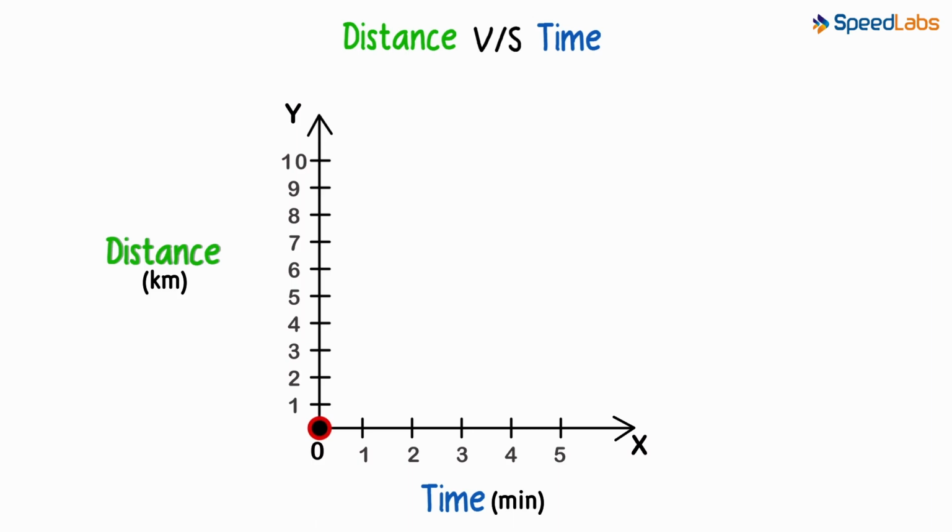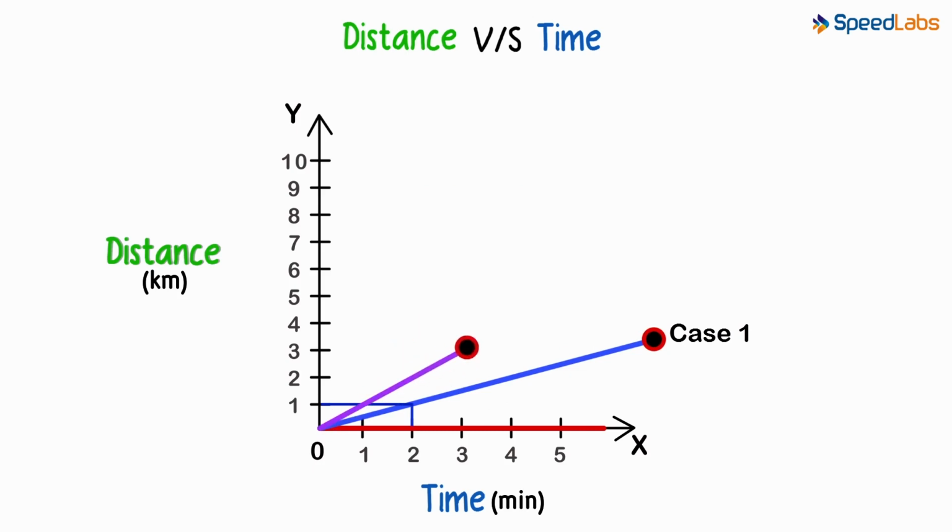If the vehicle was stationary, this is what we would see. The distance covered is 0. If it moves slowly, we will see this gradual sloped line. It covers little distance every minute, which implies that it moves at a slow pace.